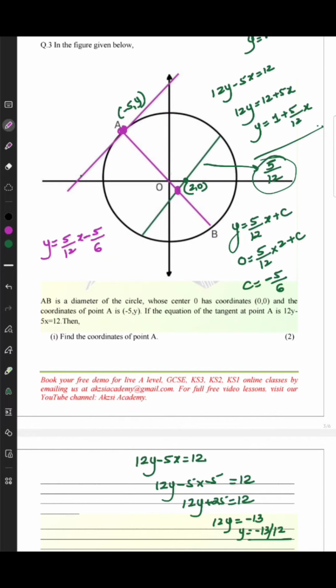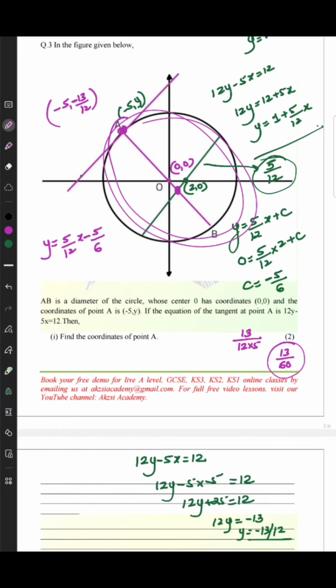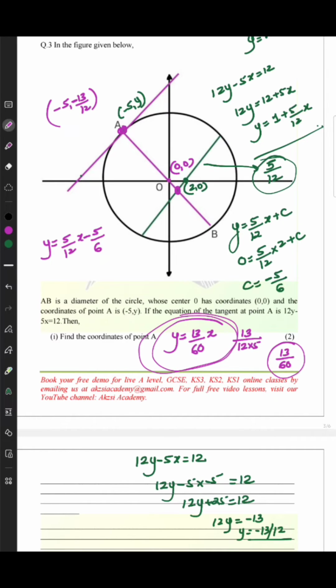So let me find, this is (0, 0), and the y value was negative 13/12. So this point is (-5, -13/12). That means my gradient is 13/(12 × 5), which is 13/60. So this diameter has the gradient 13/60, and because it's passing through (0, 0), clearly its y-intercept c is 0, so I can directly write the equation as y = 13/60 x. This is my equation of the diameter.